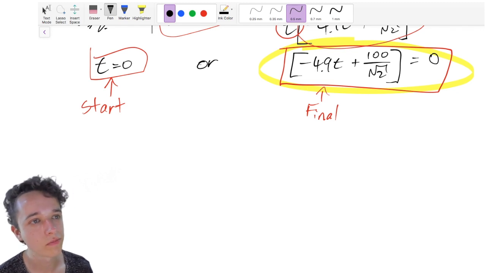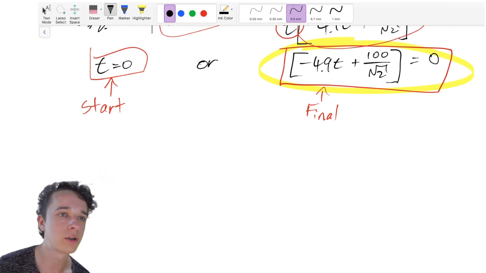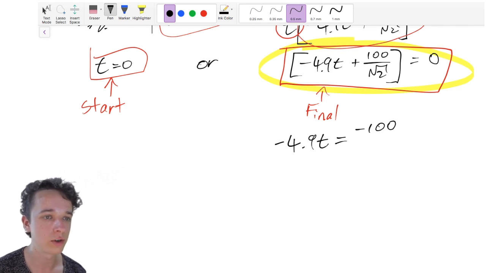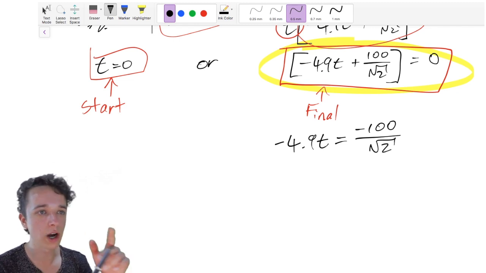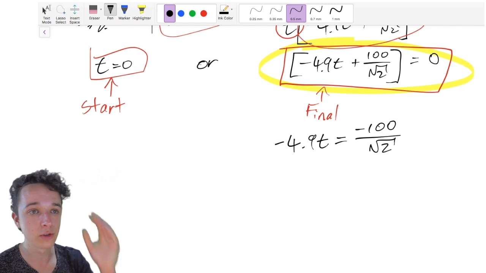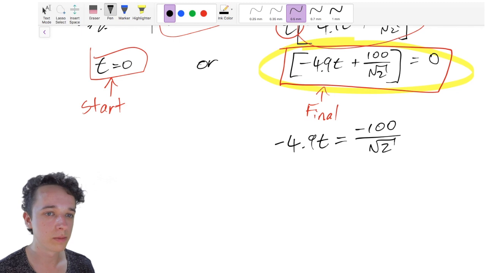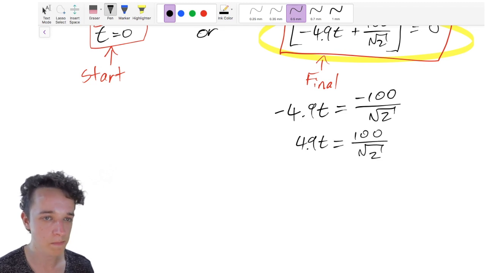Actually, what's a clearer way of saying that? No, actually, I'm going to move this 100 over root 2 to the other side of the equation. So we have 4.9t equals negative 100 over root 2. And that's just minusing 100 over root 2 from each side of this equation up here. Now I'm going to divide both sides by negative 1, or you can think about it as multiplying both sides by negative 1 just to get rid of that yucky negative.